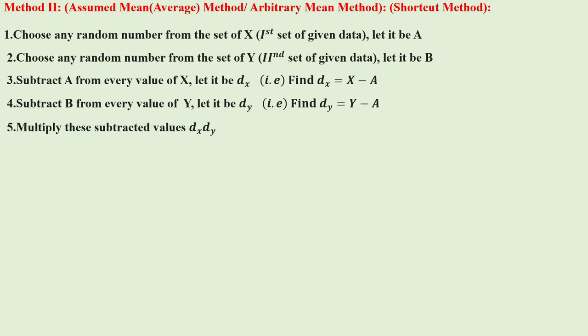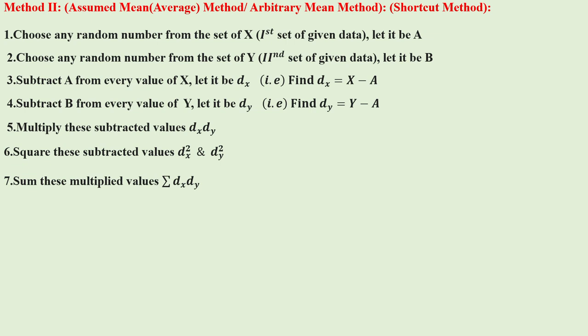Multiply these subtracted values, that is multiply dx and dy, x minus a into y minus b. Then square the subtracted values, so find dx square and dy square. Sum the multiplied values, so add all the dx dy. And sum the squared values, so add dx square and dy square separately.